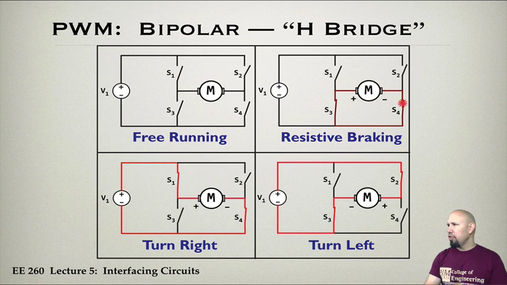So when I close these two switches, notice the current there. Let's say I was in this configuration with this switch closed, that switch closed, and these two open. Suppose I open now this one and close this one so that we're in this configuration. That may give us what's called resistive braking. Similarly, I could do the same kind of thing here.